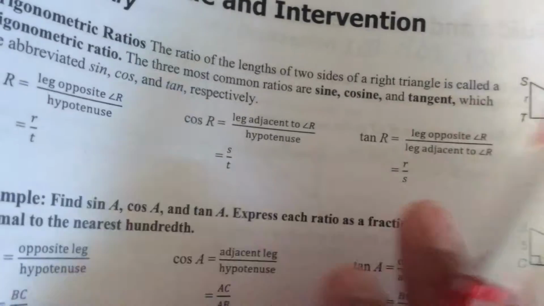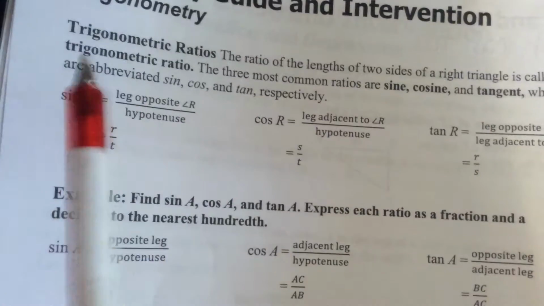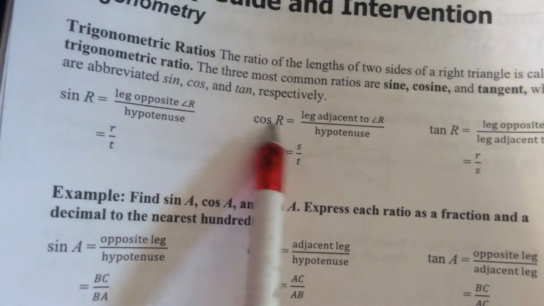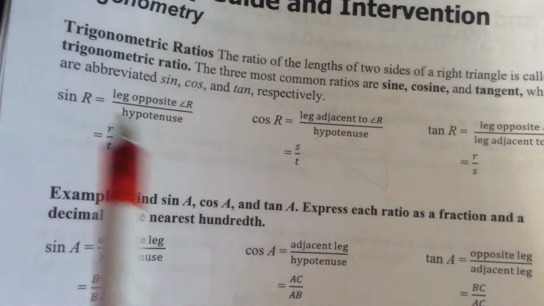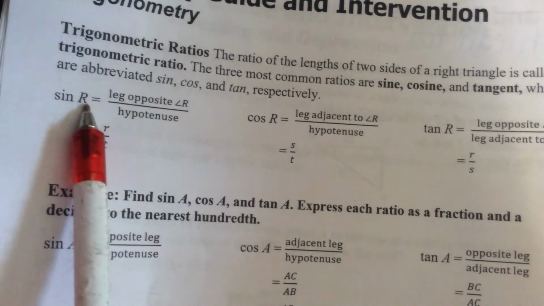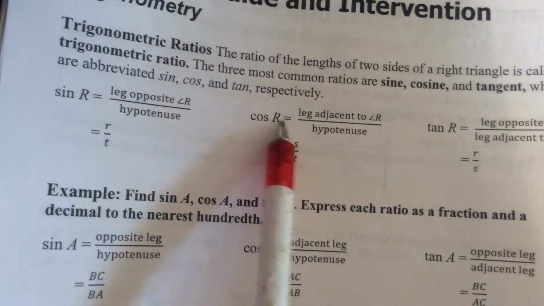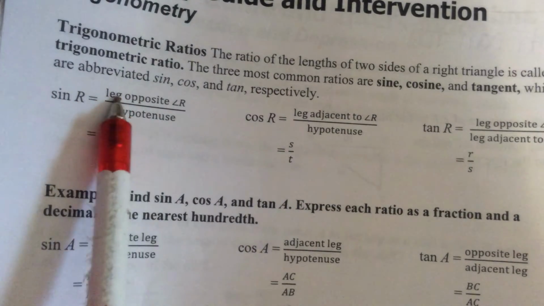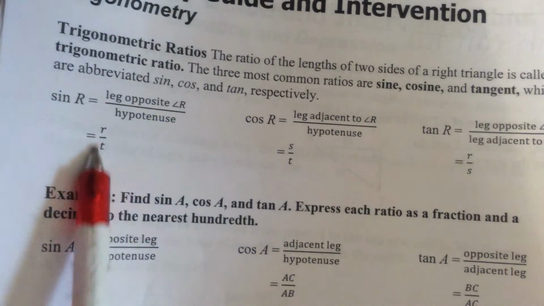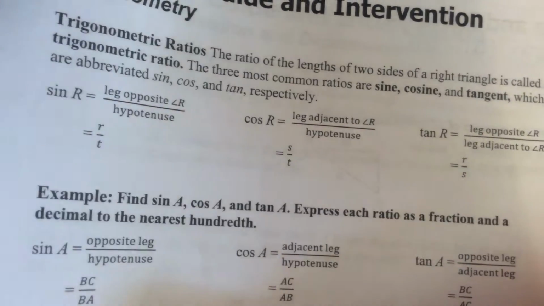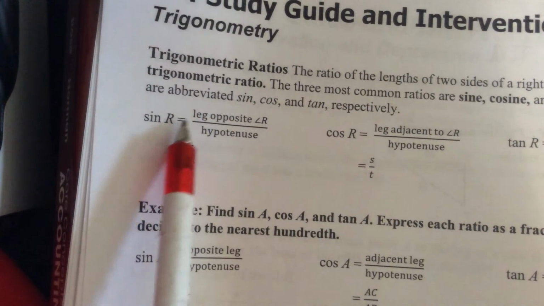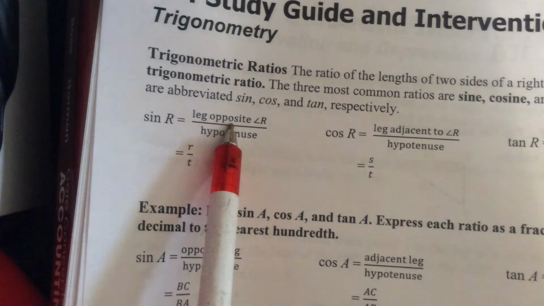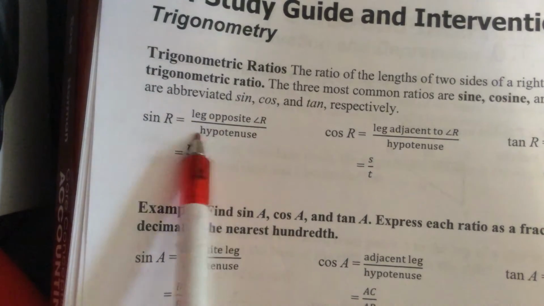And when we see these labels here, sine R, cosine R, and tangent R, the R specifically stands for the angle measure of angle R, okay? Also looking here, the lowercase letters represent the lengths of each side. So as an example, the sine of R is equal to the leg opposite of angle R over the hypotenuse.